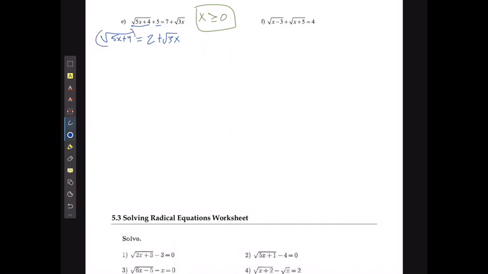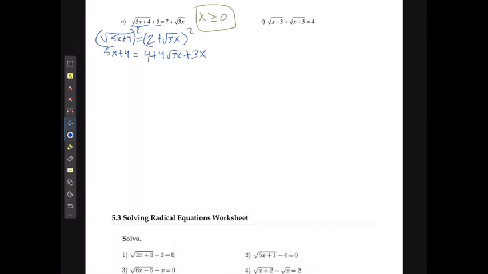I'm going to square both sides, and I'm going to get on the left hand side 5x plus 4, and on the right hand side 2 squared is 4. 2 times root 3x times 2 is going to be plus 4 root 3x, and root 3x and root 3x are going to just give me 3x.